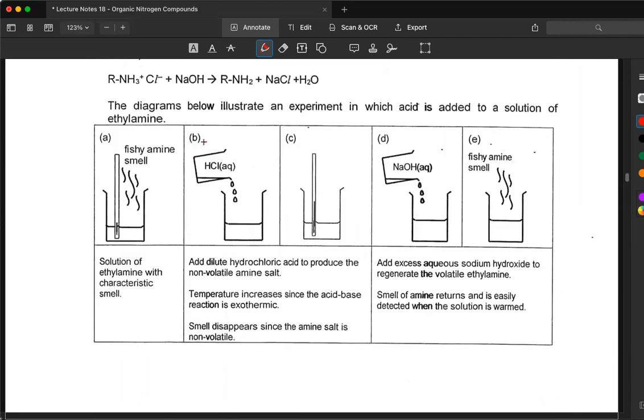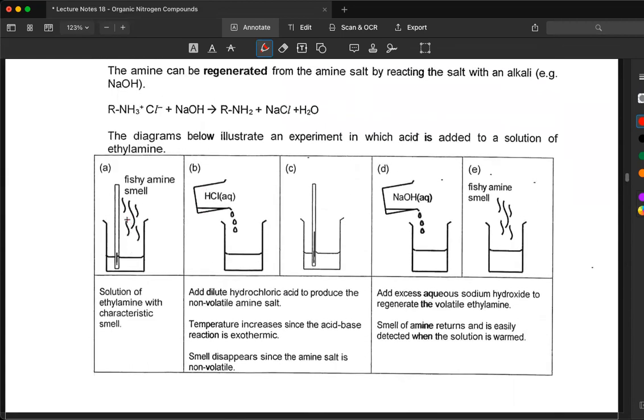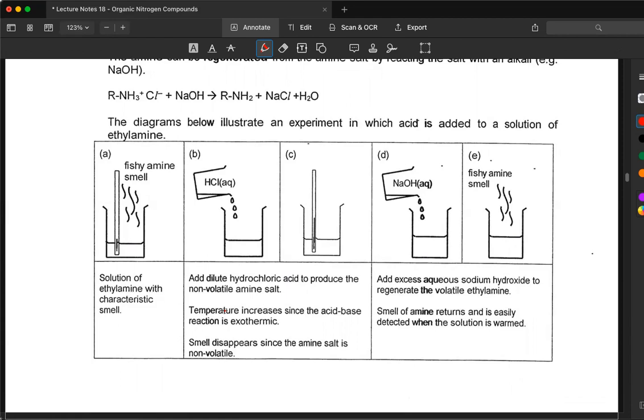Okay, the diagram below illustrates an experiment where acid is added to a solution of ethyl amine. The solution of ethyl amine has a very characteristic fishy smell. Then you add your HCl to produce the amine salt. This reaction is exothermic, so temperature will increase, because it's acid-base. The smell will disappear because the amine salt is non-volatile, so it doesn't produce the smell that you are familiar with. Then you add excess sodium hydroxide and the fishy smell returns because the amine is formed back.